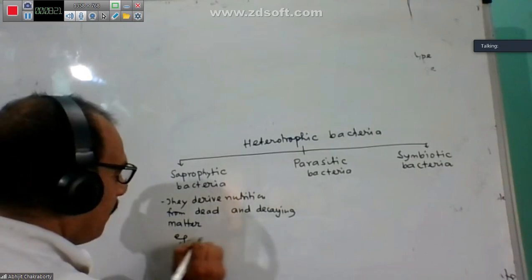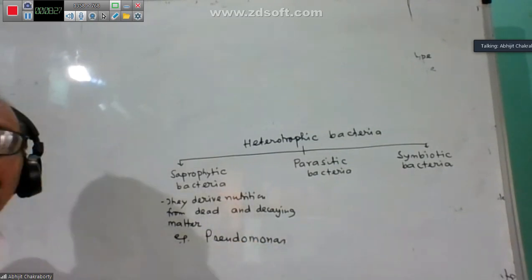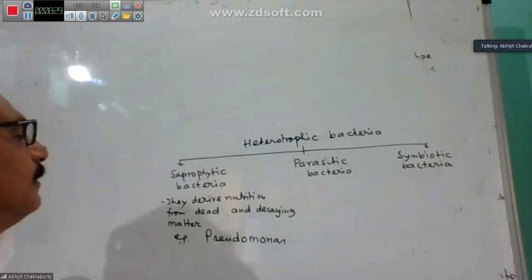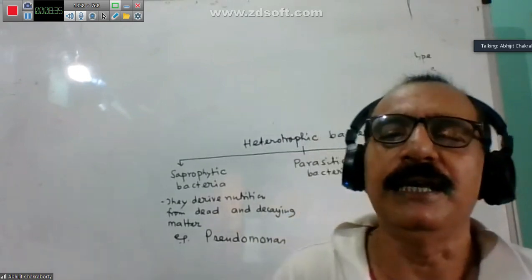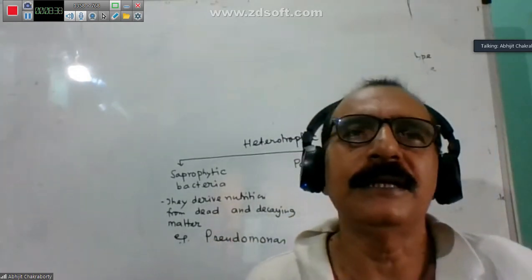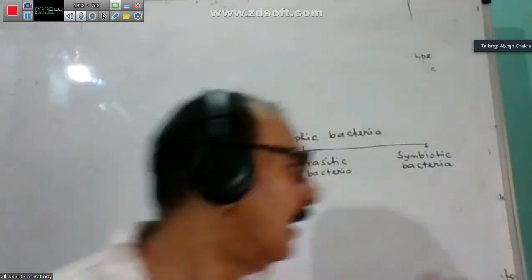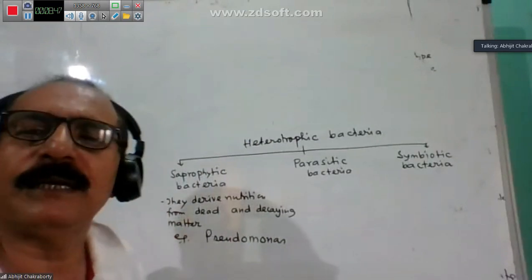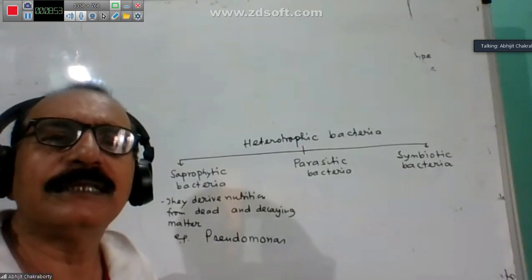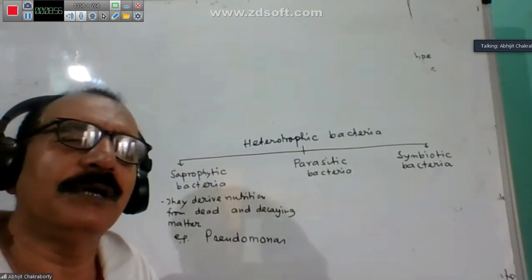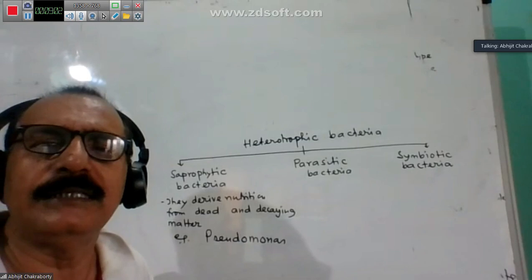Example, Pseudomonas. Pseudomonas is a saprophytic bacteria. Whenever any kind of petroleum leak occurs in the sea, this bacterium helps in splitting the oil spills. So it breaks down the petrol. So these are the saprophytic bacteria. Saprophyte is not only bacteria. A lot of organisms under the kingdom fungi are found to be saprophytic in nature. So whenever the term saprophyte is used, remember they always derive nutrition from dead and decaying matter.